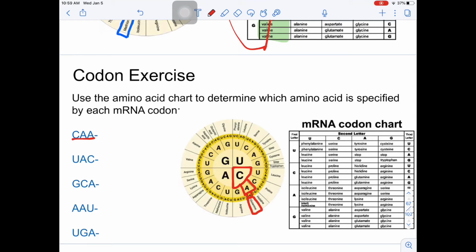If at any point you need to pause, please feel free to do so as you complete these on your own and then pick back up and follow along with the video. If you would like to try to challenge yourself, you can pause it now, complete them on your own, and come back to press play in order to see if you got the right answer. The second one is UAC. So our first letter we're going to find in the middle is a U, and then we have an A, and then we have a C, and that is the amino acid tyrosine.